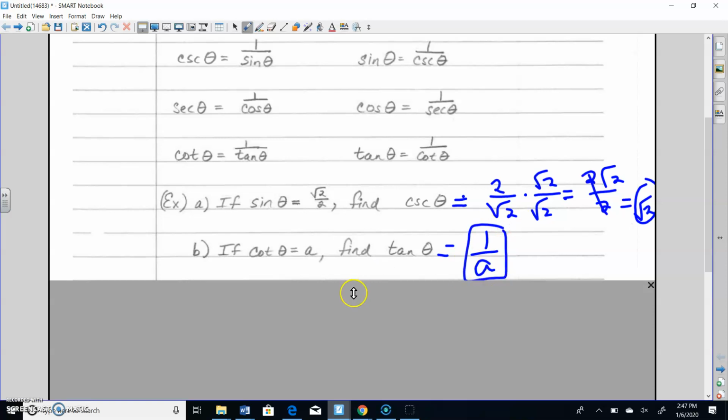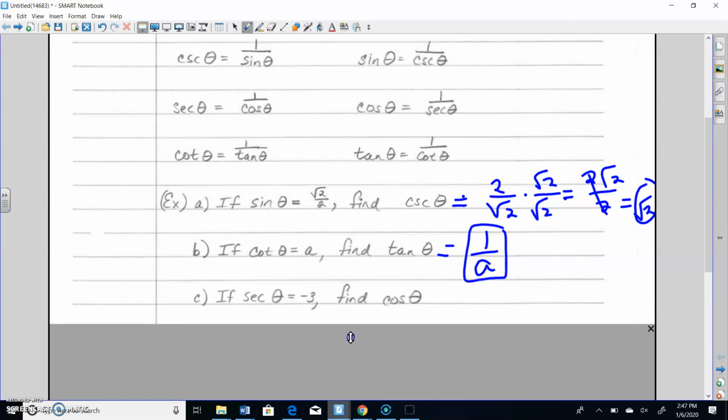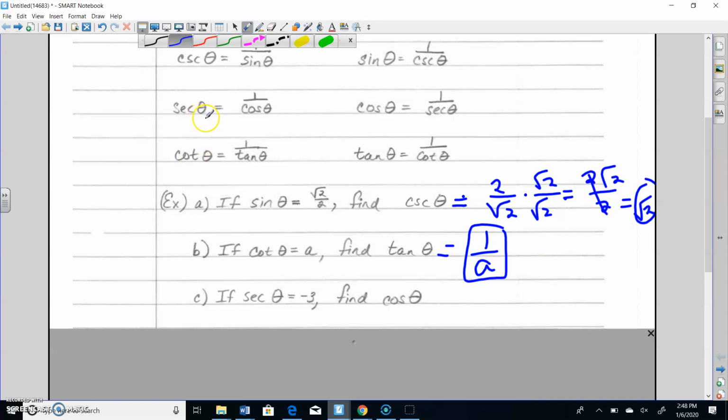Let's do one more, I think. Yep. We know the secant. We want to find the cosine. So cosine is right here. It's going to be 1 over the secant. And we know the secant is -3. So our cosine will be 1 over -3, which is the same as -1/3.